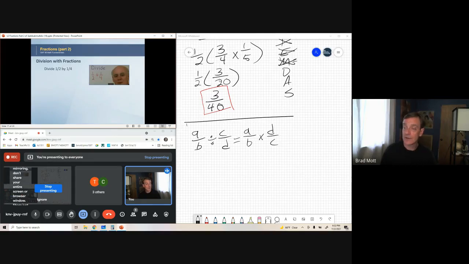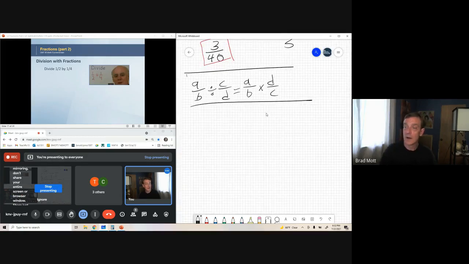So let's look at our first example of that. 1/2 divided by 1/4. You're going to be multiplying by the inverse of 1/4. So 1/2 times 4 over 1. Okay, inverse of 1/4. Now 1 times 4 is 4. 2 times 1 is 2. 2 goes into 4 twice, so your answer is 2. So that makes sense. There are 2 one-fourths in a half.